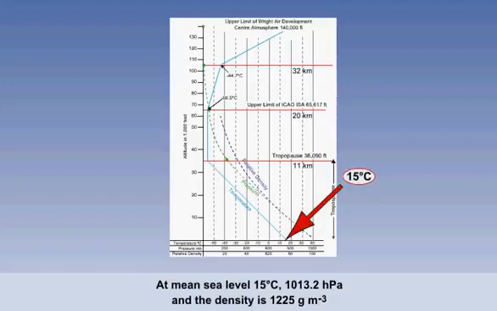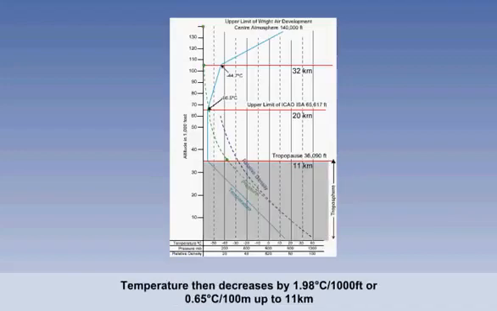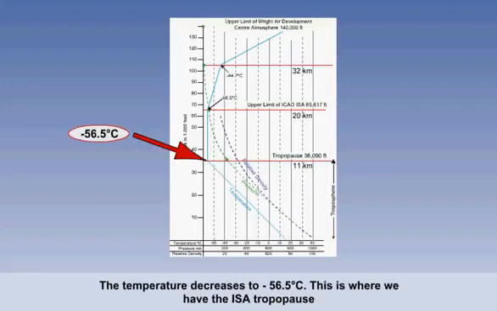ISA assumes that, at mean sea level, the temperature is 15 degrees Celsius, pressure is 1013.2 hectopascals, and the density is 1,225 grams per cubic meter. From the surface, up to 36,090 feet, or 11 kilometers, the temperature decreases at a constant rate of 1.98 degrees Celsius per 1,000 feet, or by 0.65 degrees Celsius per 100 meters. The temperature decreases down to minus 56.5 degrees Celsius. This is where we find the tropopause in ISA, and the temperature no longer decreases with altitude.